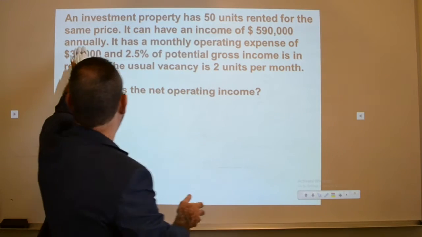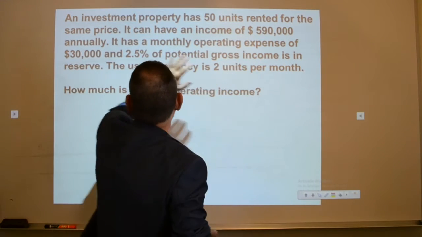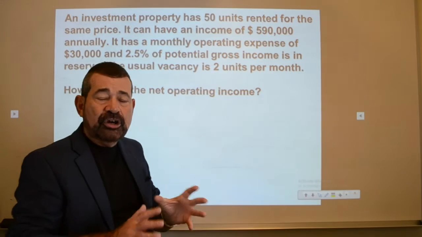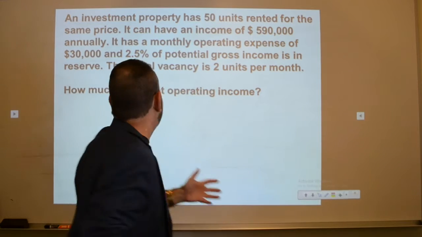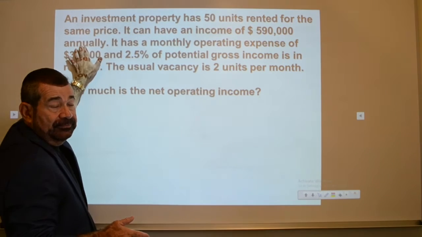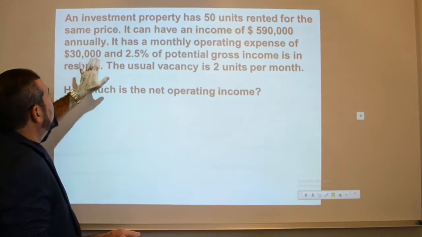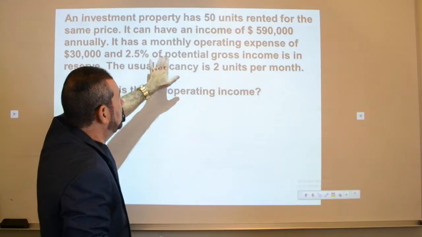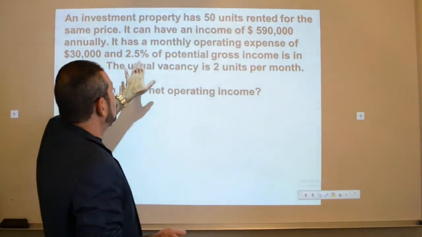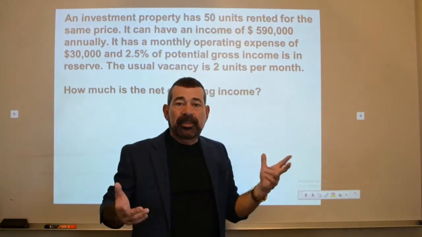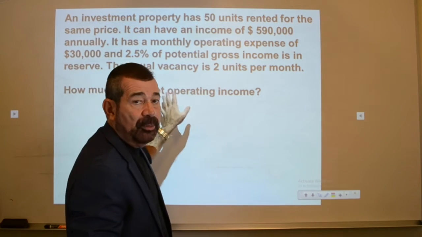Now the question is: an investment property has 50 units that are rented for the same price. So all 50 units are rented for the same price, and have an income of $590,000 annually. It has monthly operating expenses of $30,000, and 2.5% of potential gross income is in reserve. The usual vacancy is 2 units per month. How much is the net operating income? How much is the NOI?